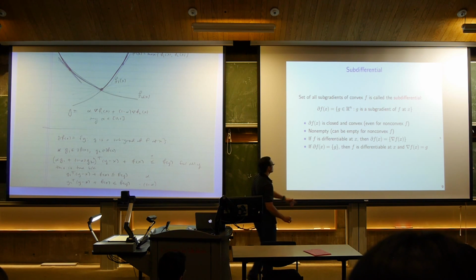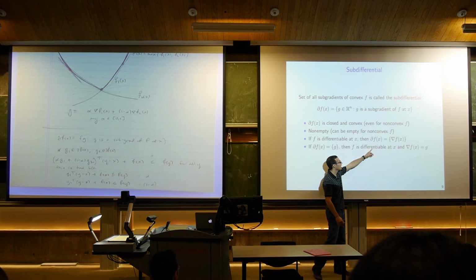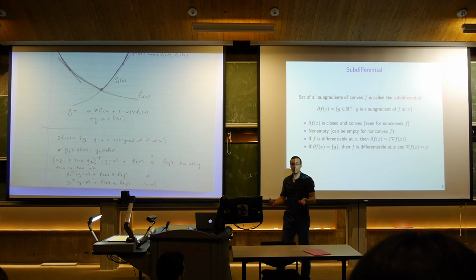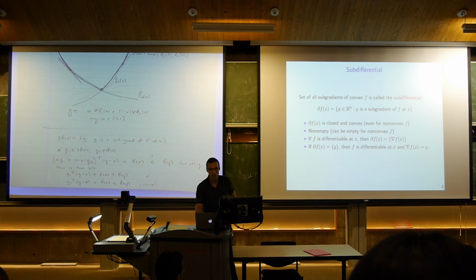If f is differentiable at a point x, then its subdifferential has just one element, and that's the gradient. So it's the set containing the gradient. And conversely, if the subdifferential happens to contain just one element g, then our function must be differentiable at that point, and its gradient is this value g. So those are some properties of the subdifferential.